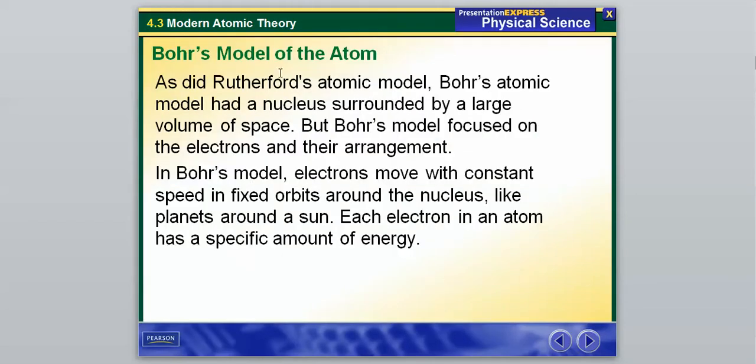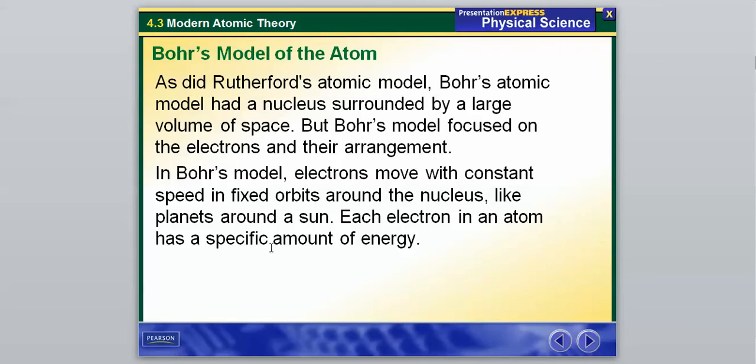Bohr's model of an atom. As with Rutherford's atomic model, Bohr's atomic model had a nucleus at the center. Bohr is not boring at all, because he was very important: his model focused on the electrons and their arrangement. They pretty much knew the nucleus was correct, so now they needed to figure out what was going on with the electrons in the space outside of the nucleus. In Bohr's model, electrons move with constant speed in fixed orbits around the nucleus, like planets around a sun.